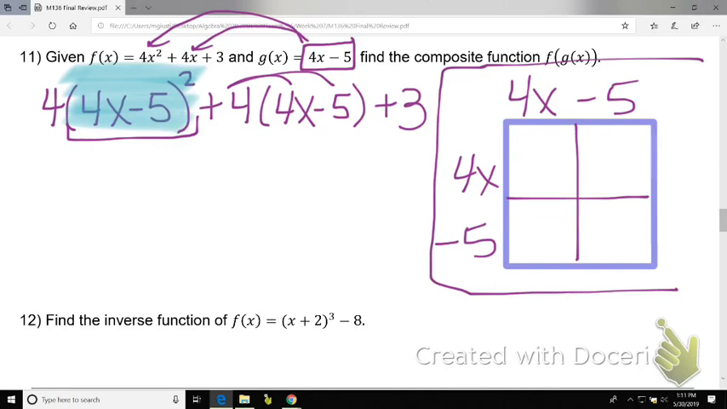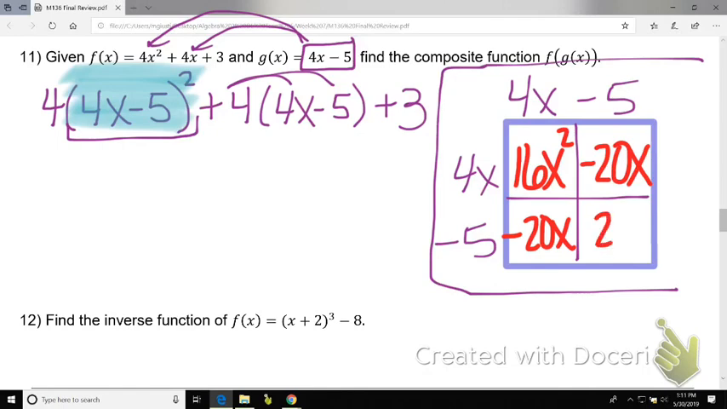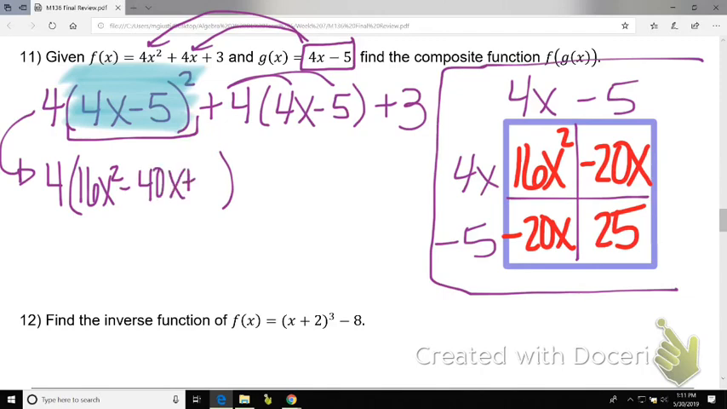And what's 4x times 4x? 16x squared. Then we'd have 4x times negative 5. And then we have 4x times negative 5 again, which is negative 20x. And negative 5 times negative 5. Positive 25. Okay? So, when I go to rewrite this, the 4 is still out front, but now inside parentheses I have all that stuff that I just wrote in red, and I'm going to go ahead and combine my middle terms. So I'd have 16x squared minus 40x plus 25.